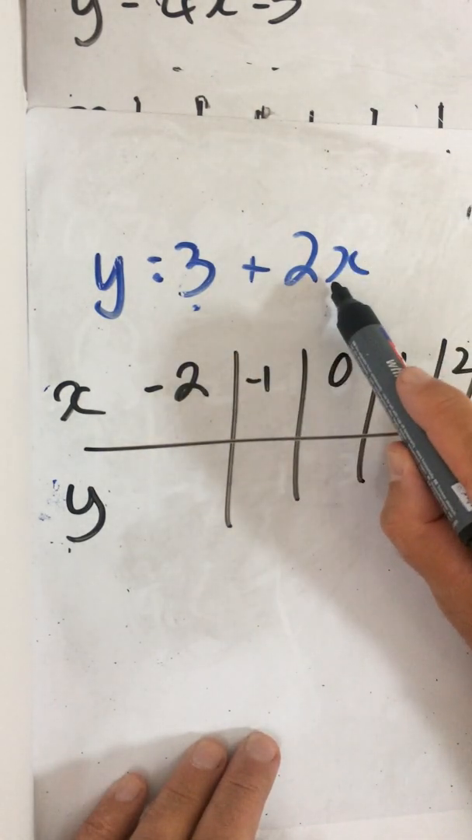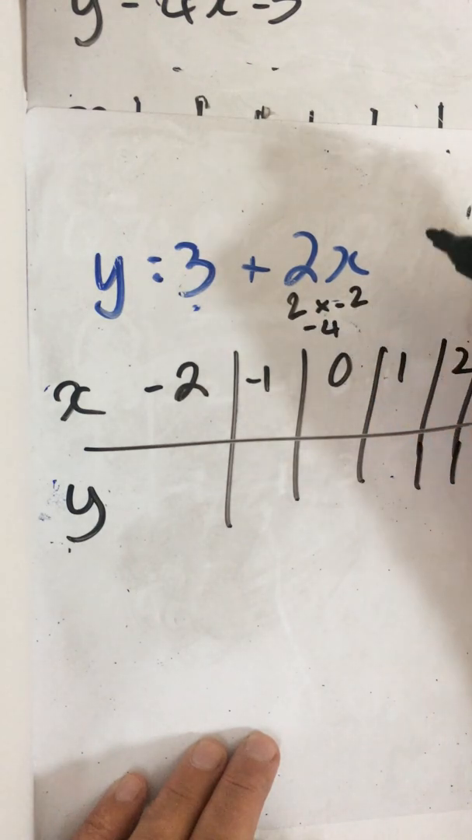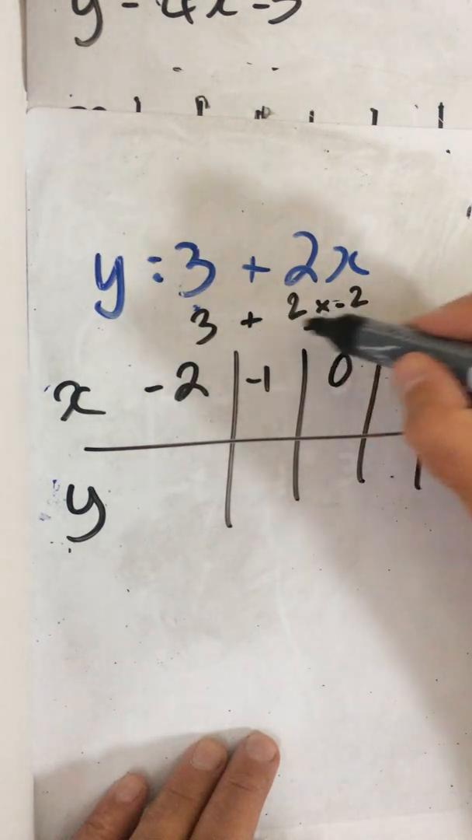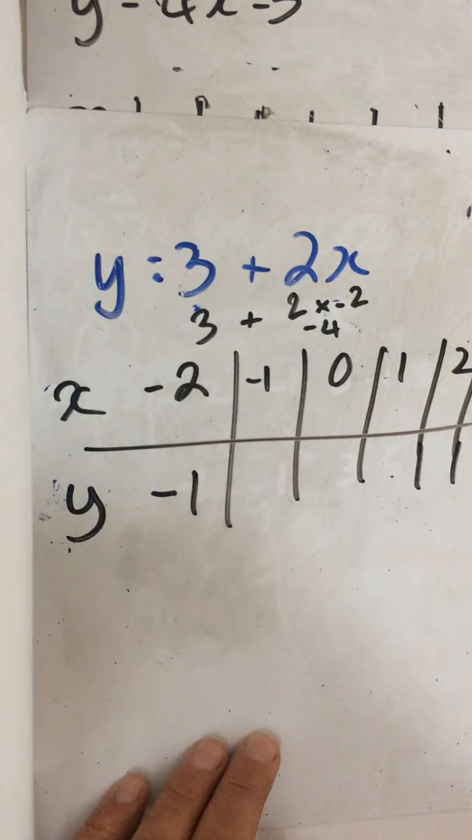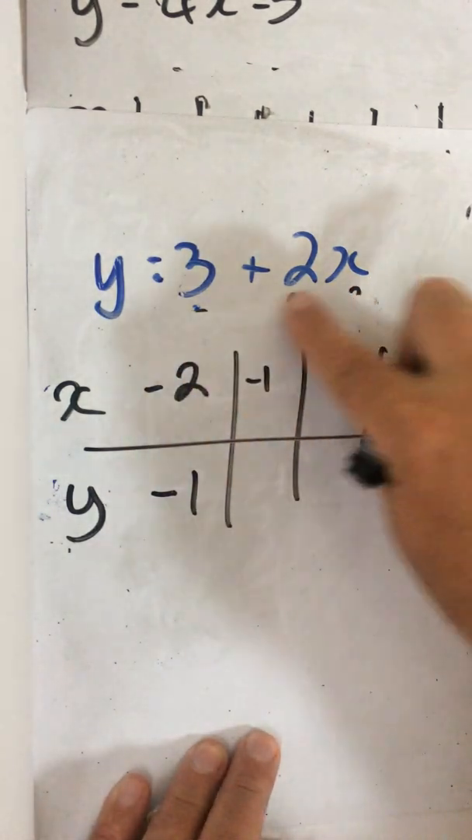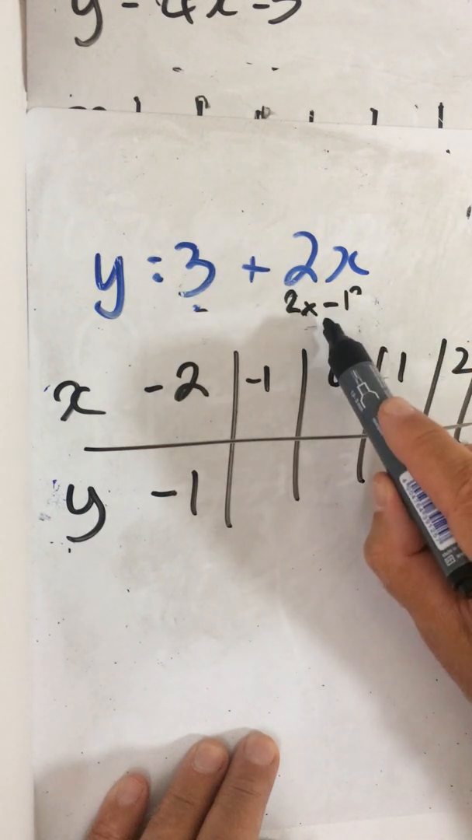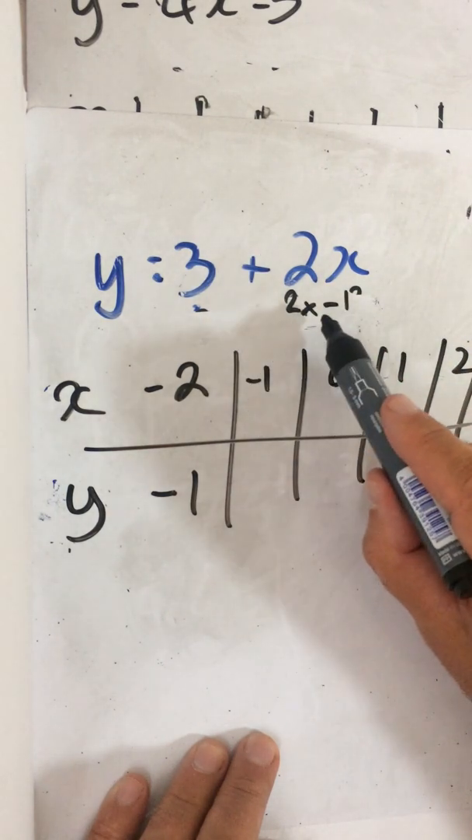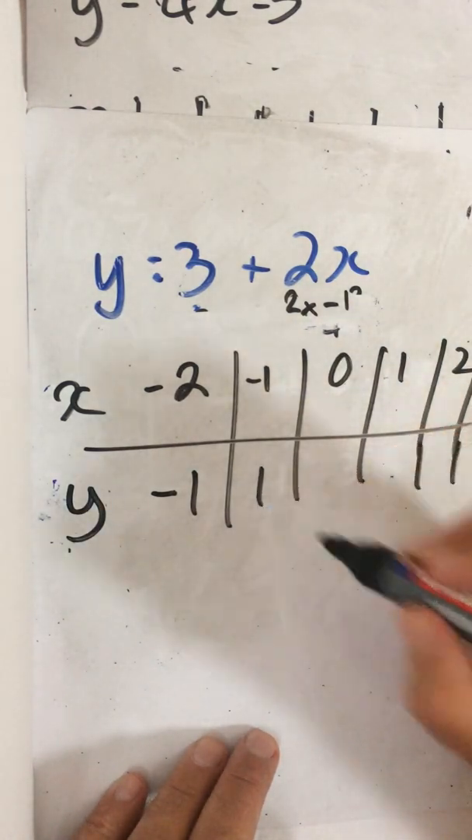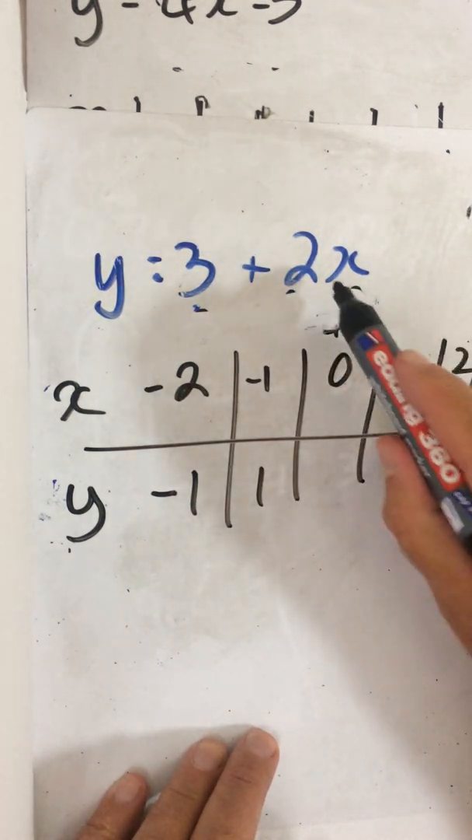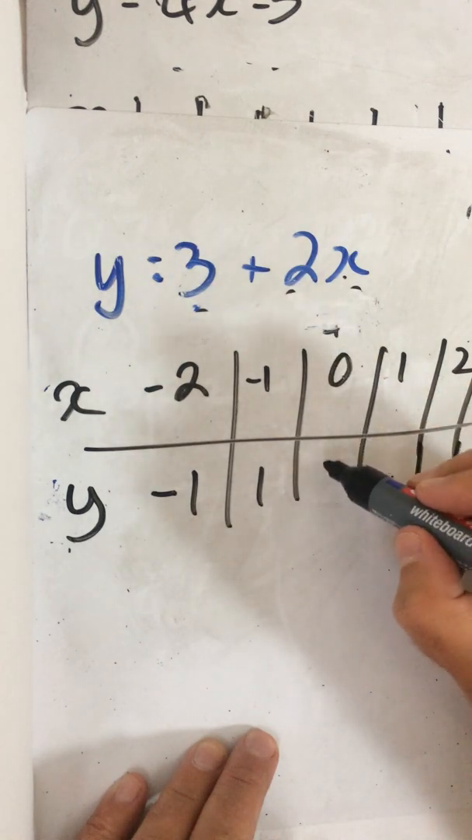So again, 2 times minus 2 is 4. Sorry, minus 4. So it's 3 plus minus 4 is minus 1. So we'll look at the next one. 2 times minus 1, minus 2. So 3 and minus 2. 3 take away 2, 1. If we go 0, 0 times x is 0 plus 3, 3.